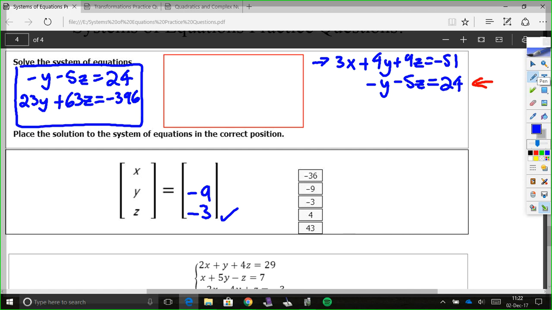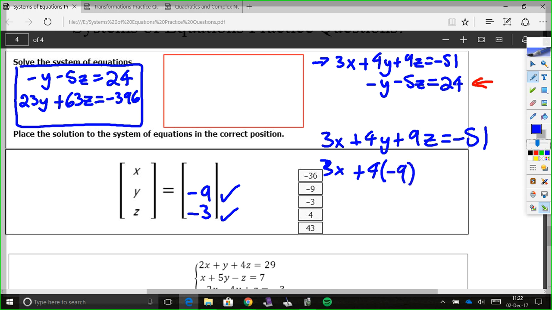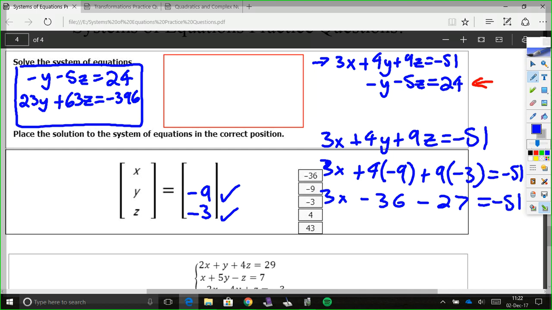And now lastly, we'll do that one more time to find the x. So we're going to have to use one of the original equations. I'm going to use the very top one, the 3x plus 4y plus 9z equals negative 51. And again, I'm just going to plug in the y and the z, and then evaluate and find x. So that's going to be 3x plus 4 times negative 9 plus 9 times negative 3 equal to negative 51. So this would be 3x, 4 times negative 9 would be negative 36, 9 times negative 3 would be negative 27, equal to negative 51.